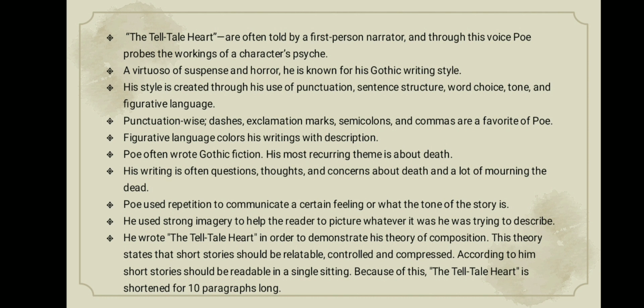In this short story, we can see the use of punctuation such as dashes, exclamation marks, semicolons, and commas, which are favorites of Poe. Another one, figurative language colors his writing with description. Poe often wrote Gothic fiction. His most recurring theme is death. His writing often contains questions, thoughts, and concerns about death and a lot of mourning for the dead.